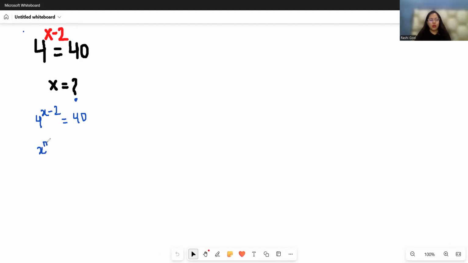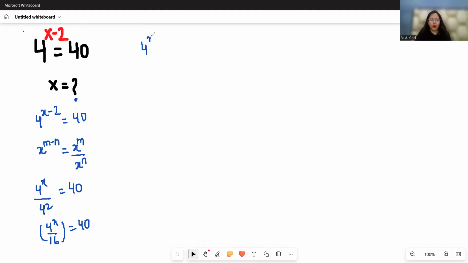As per the exponent rule, x^(m-n) we can write as x^m by x^n. So it's 4^x by 4^2 equal 40. So we can write it as 4^x by 16 equal 40. So 4^x equal 40 times 16. So if I take log on both sides, log 4^x equal log of 40 times 16.